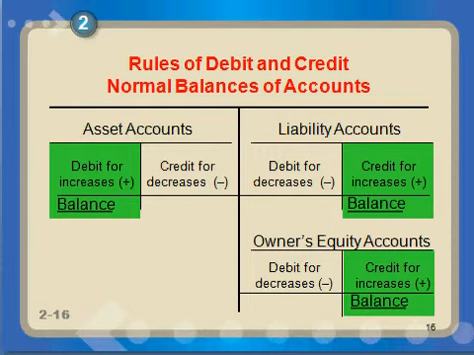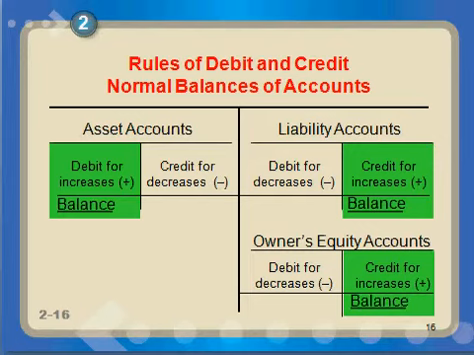So assets are on the left side of our equation, so if we want to increase our asset accounts, we debit them. Liabilities and owner's equity are on the right hand side of our equation, so if we want to increase those accounts, we credit them. So we have debits on the left, credits on the right. Assets normally have debit balances, liabilities and owner's equity normally have credit balances.